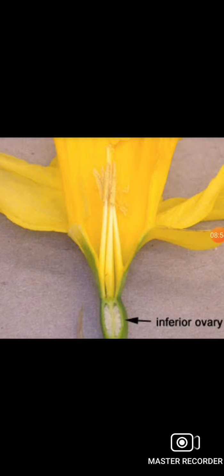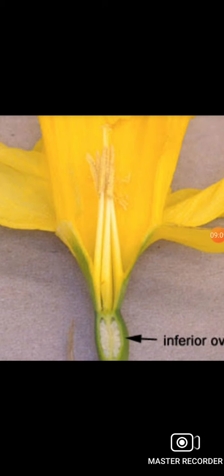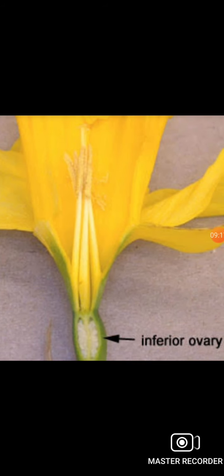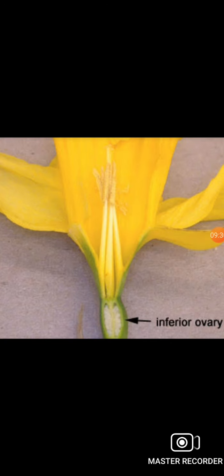Now this is example of epigynous flower. Epi is above, all the other whorls are above gynoecium. Gynoecium, that is the ovary, here is the green part with white ovules inside it, and you can see the stamens and the yellow structure. It is arising from above the ovary. So ovary is inferior and flower is called as epigynous flower.